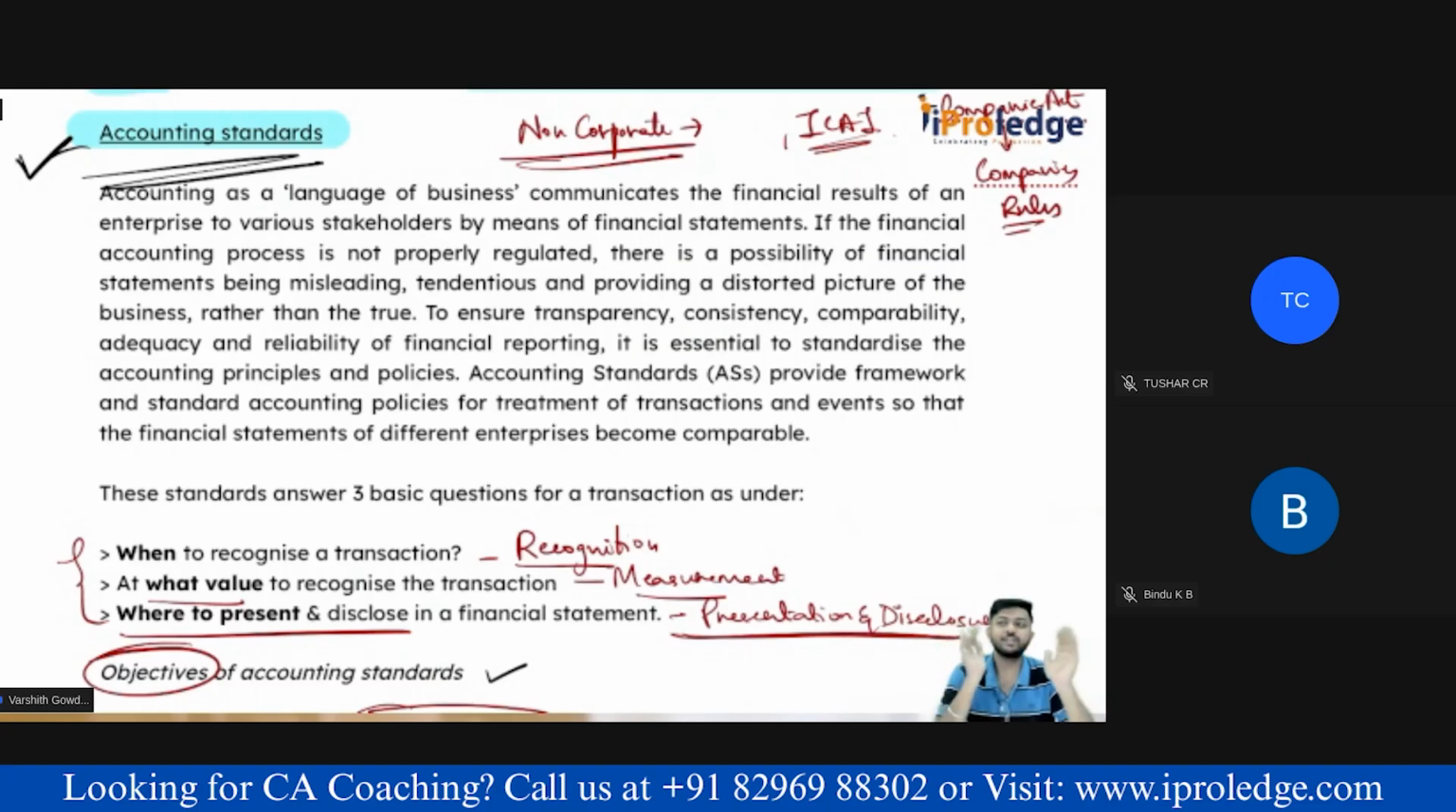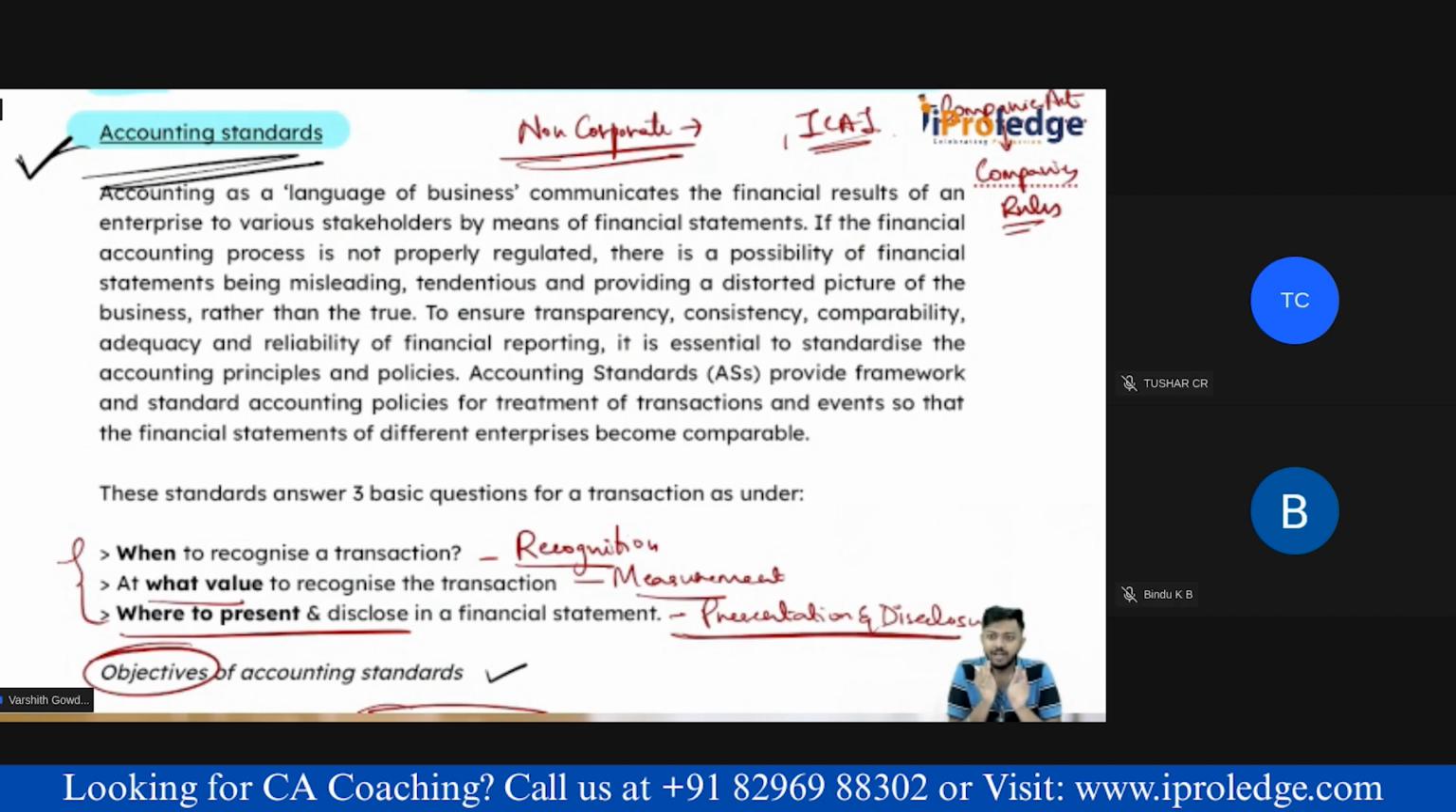Now what is an accounting standard? It is a set of rules that an accountant should follow for the purpose of their accounting, issued by the Institute of Chartered Accountants of India. Okay, they'll only frame it. It is framed and made by the Accounting Standards Board of ICAI. There's the Accounting Standards Board.